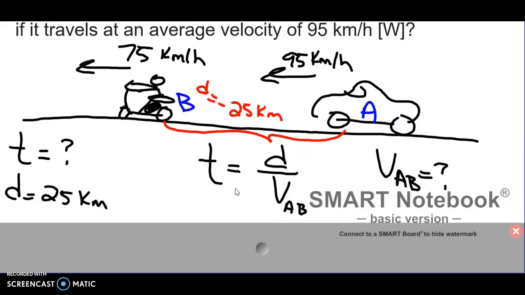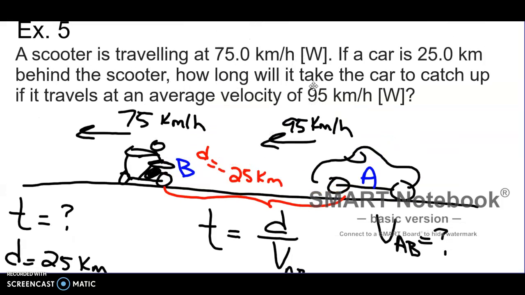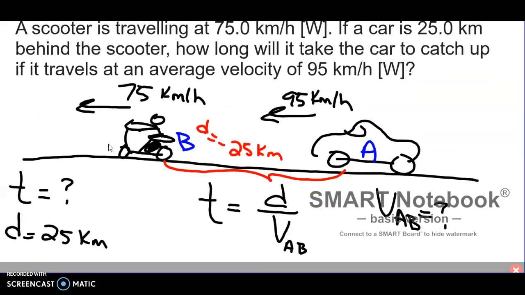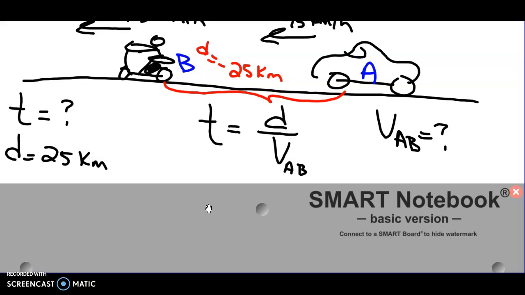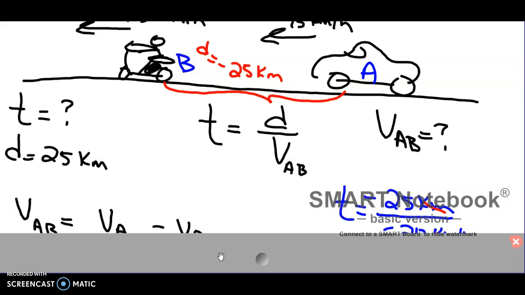Okay, so we're trying to find out how long it will take for the car to catch up to the scooter. So that's our t, and we know our displacement, right, is 25. So again, we're going to use this rearranged formula of t equals d over VAB, and our unknown, we need to first calculate velocity AB. Right, so give that a go. You should now know how to do that.